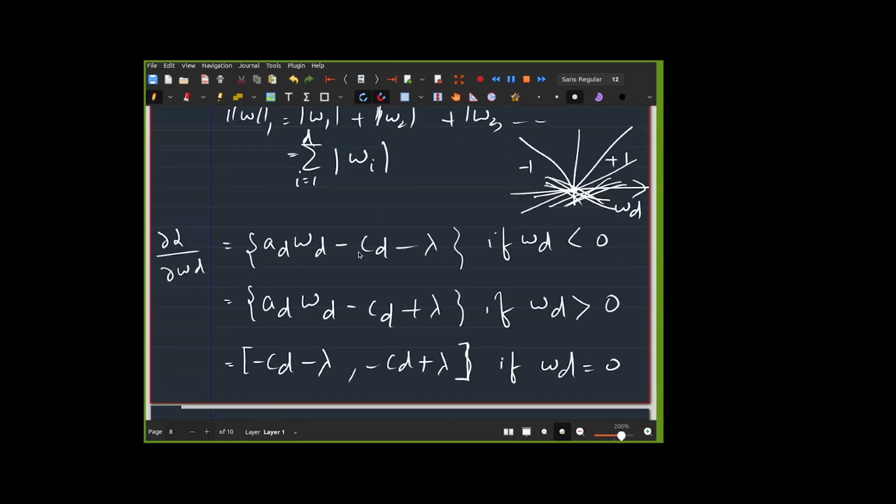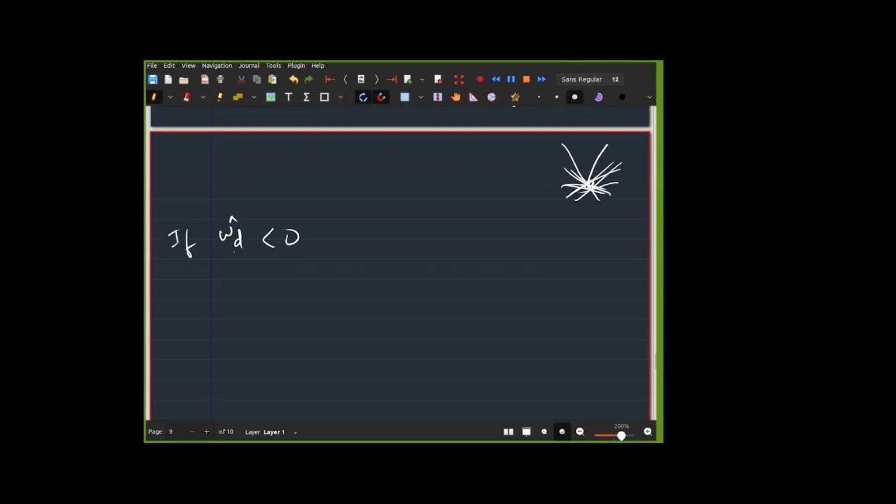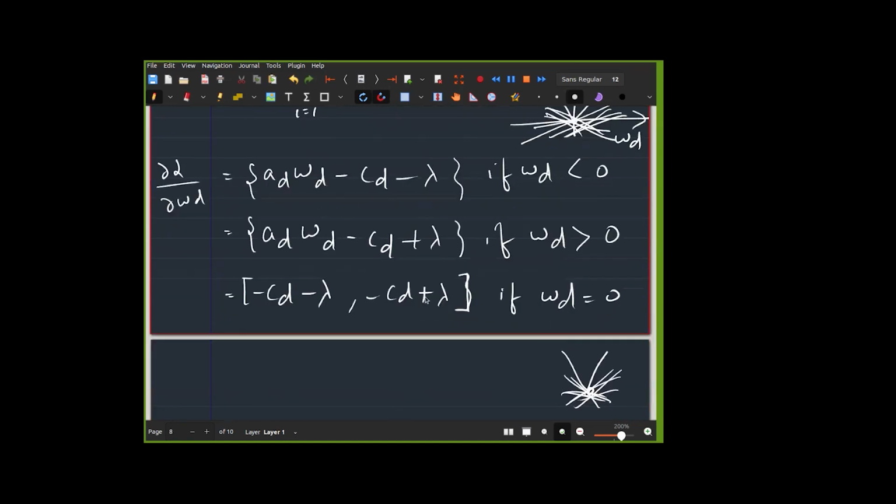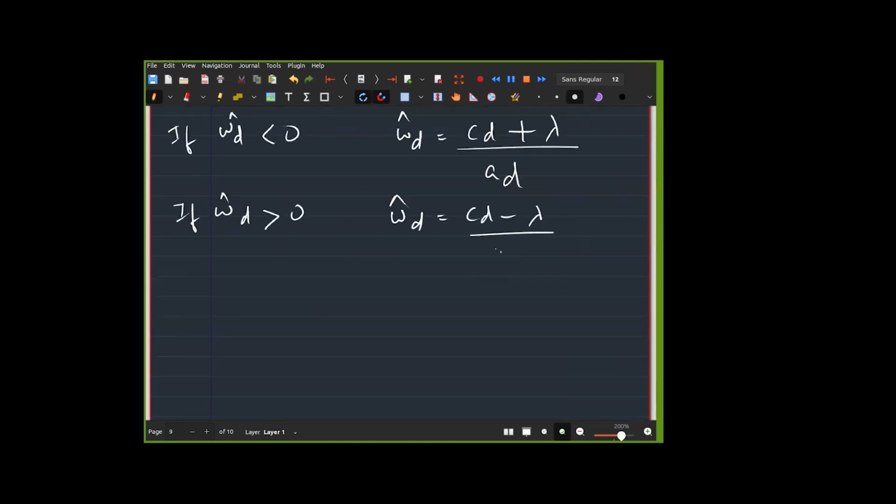The first situation is when my estimate WD hat is less than 0. When WD is less than 0, what is my answer? This quantity should be equal to 0. So finally, WD hat will be CD plus lambda by AD. If WD hat is greater than 0, then again, setting the second row equal to 0, we get CD minus lambda by AD.